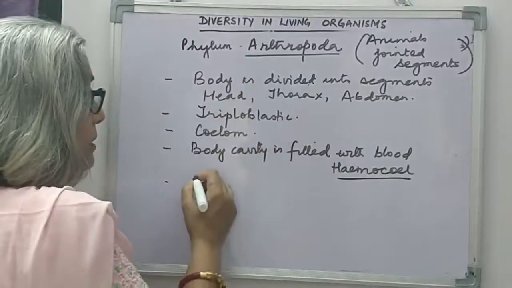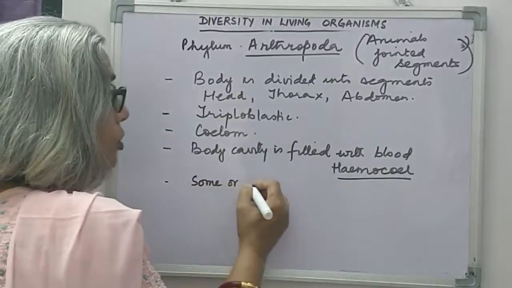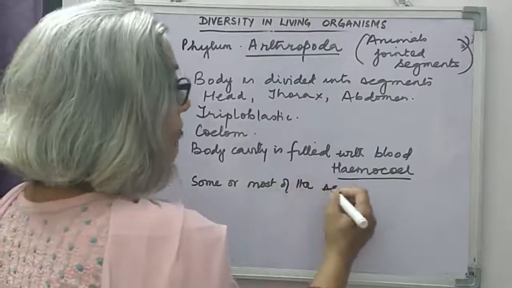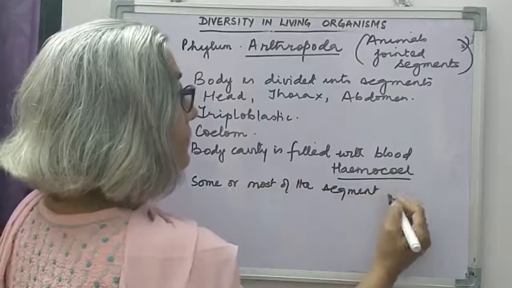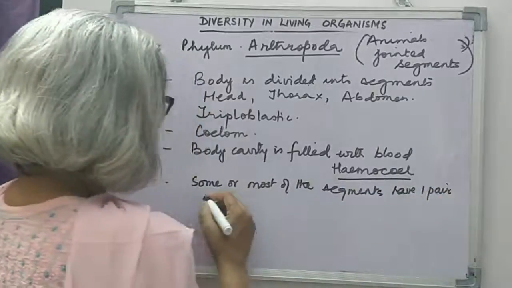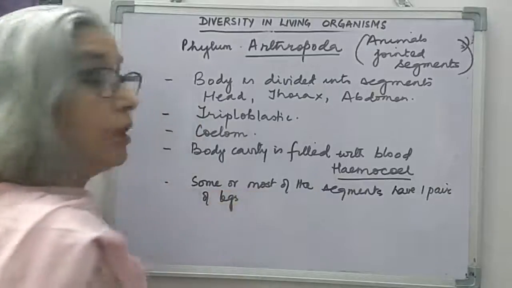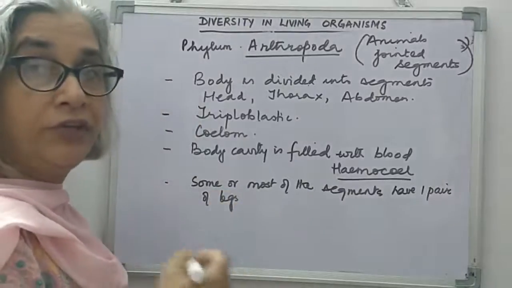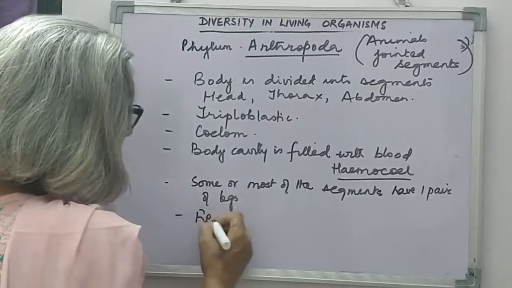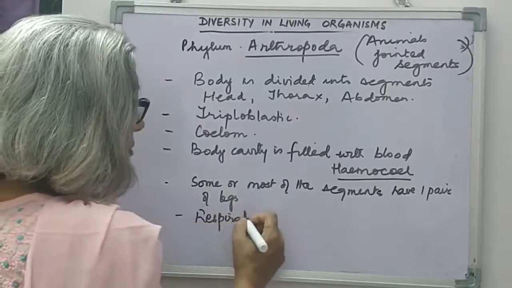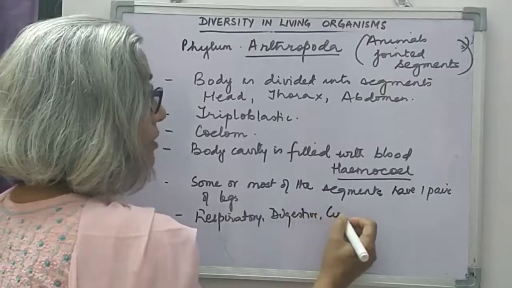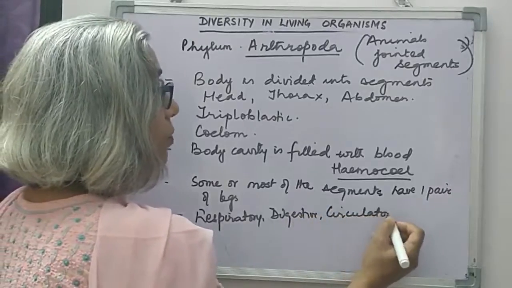Then most of the segments have one pair of legs for locomotion. All the systems, circulatory, digestive, and respiratory systems, are well developed.